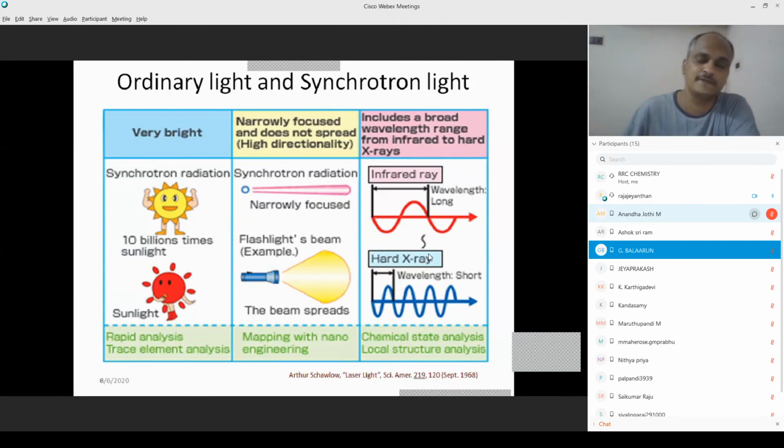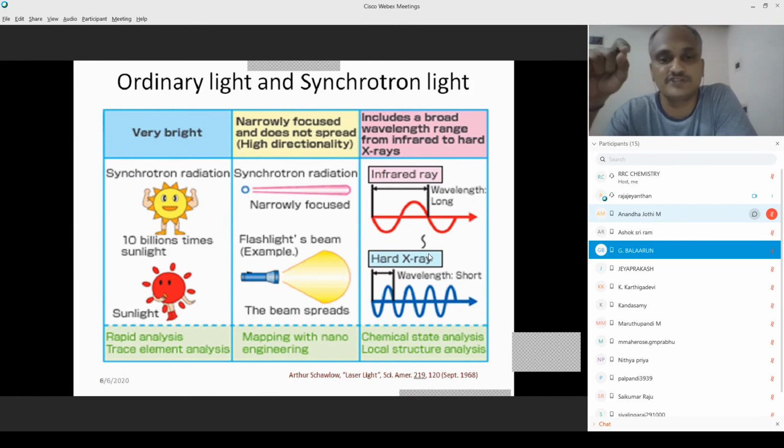What do I mean by nano engineering? For example, you can do lithography. By passing the light, you can create nano structures on a material. This is used, for example, in the semiconductor industry. If you take a chip, you can create more transistors in a small area, and then we can increase the speed of our computing. So more transistors can be created using synchrotron light because it is narrowly focused and does not spread.